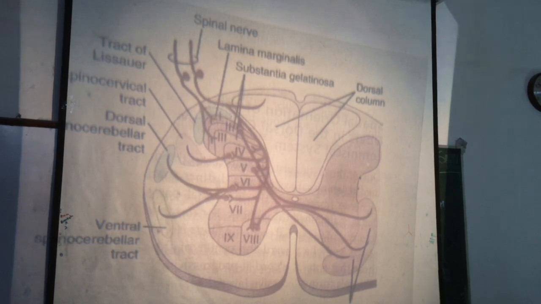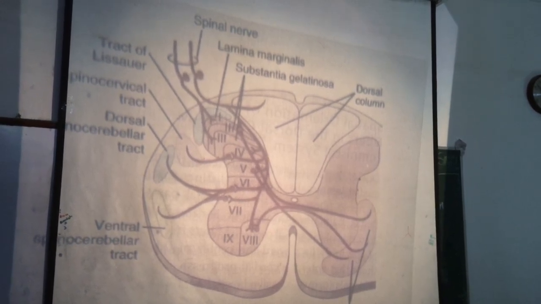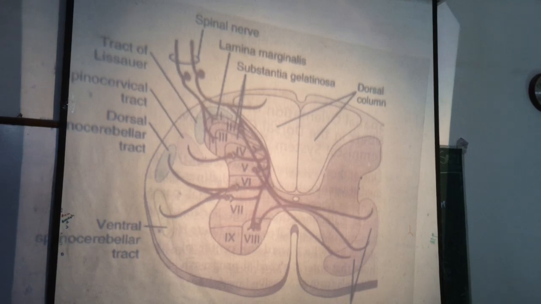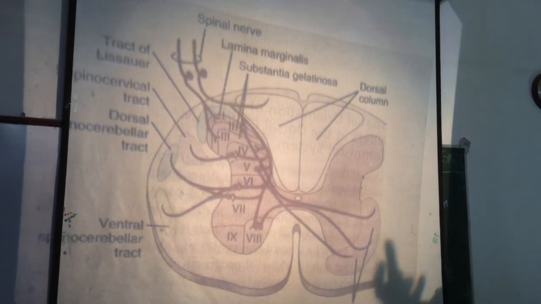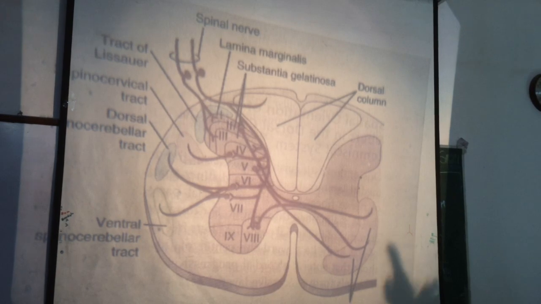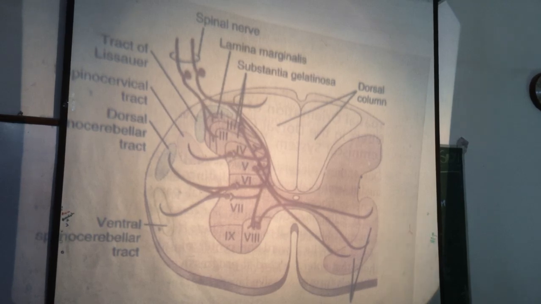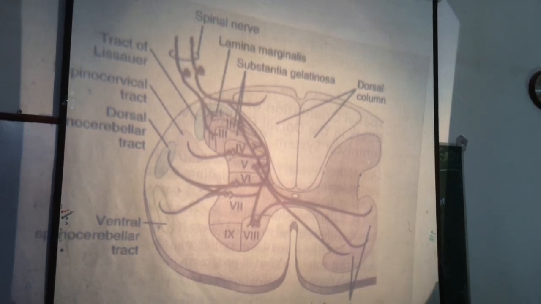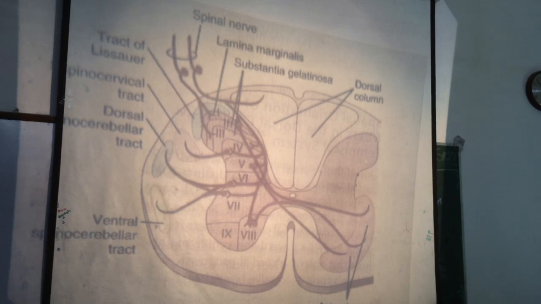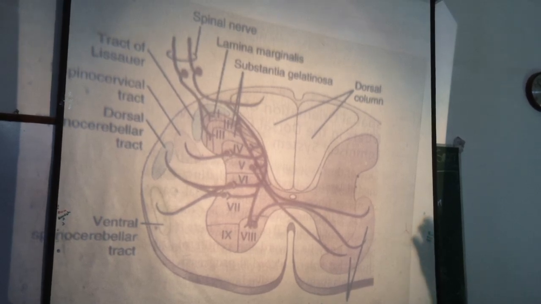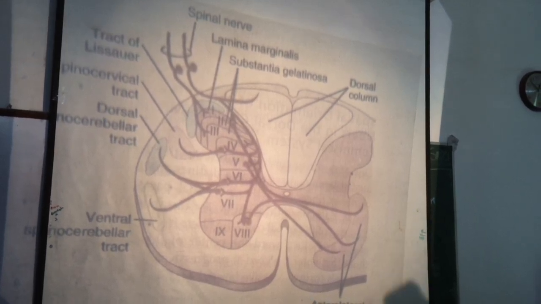And gamma efferents supply the intrafusal fibers in the muscle spindles. Muscle spindles are receptors in the skeletal muscle, right? And these muscle spindles contain intrafusal fibers, and these intrafusal fibers are innervated by the gamma efferents. So this was about the motor neurons, or the neurons in the ventral horn or anterior gray column.